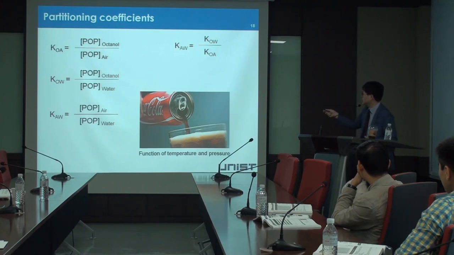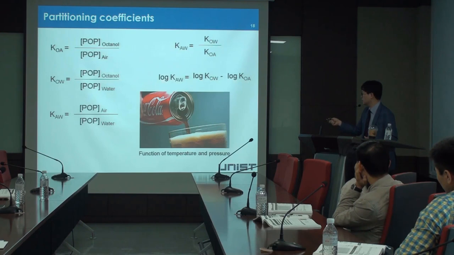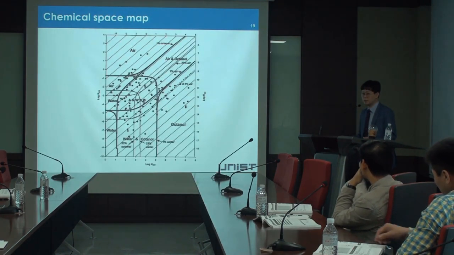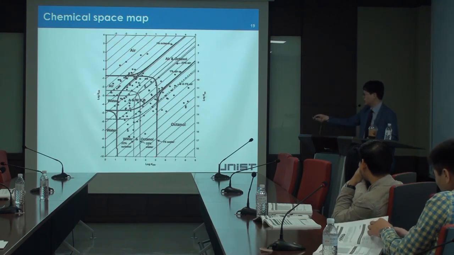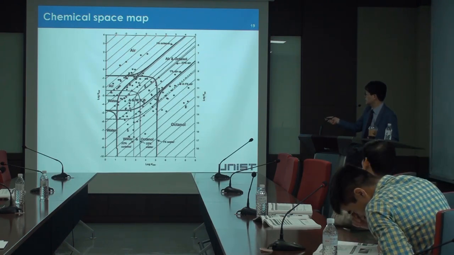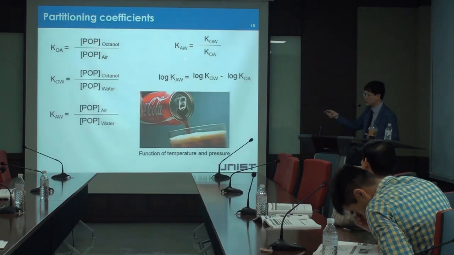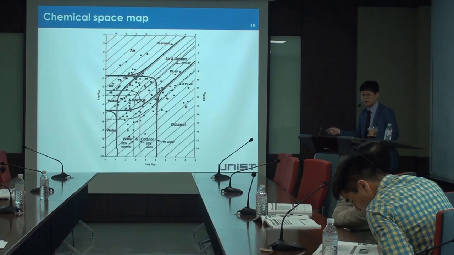Finally, we can combine these three equations into a single equation on a log scale. Based on this equation, we can make this chemical space plot. The x-axis is log KOW, and the y-axis is log KAW. The diagonal line is for log KOA. The combination of these equations on a log scale lets us make this kind of plot.